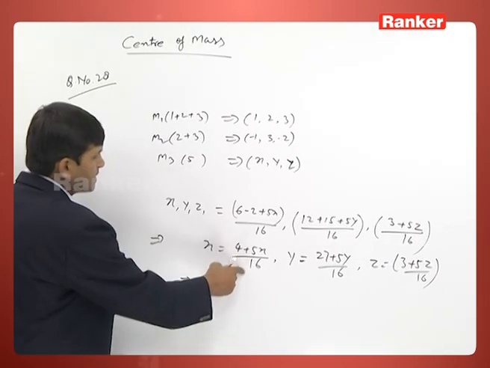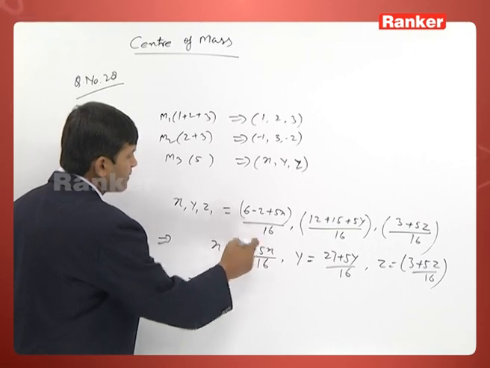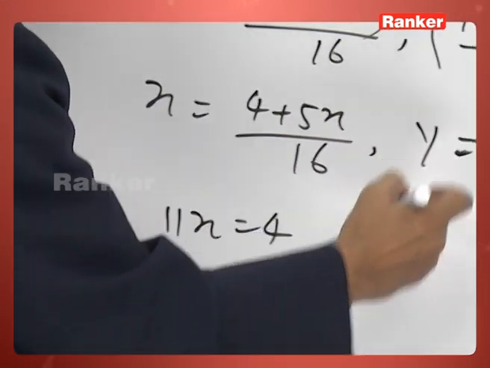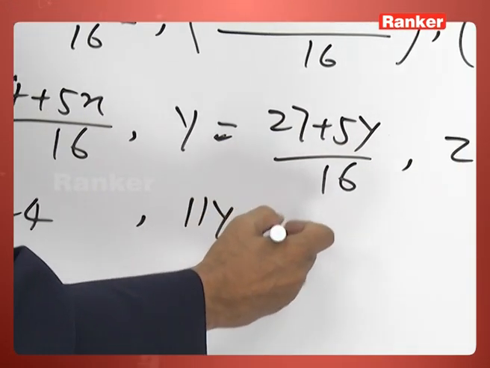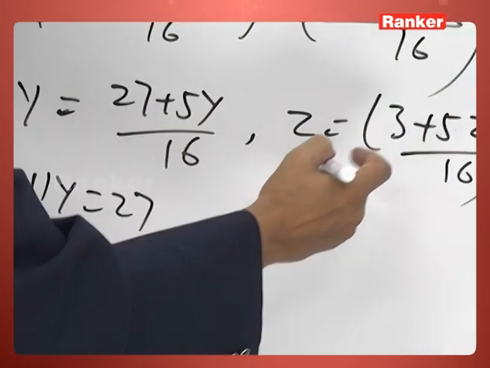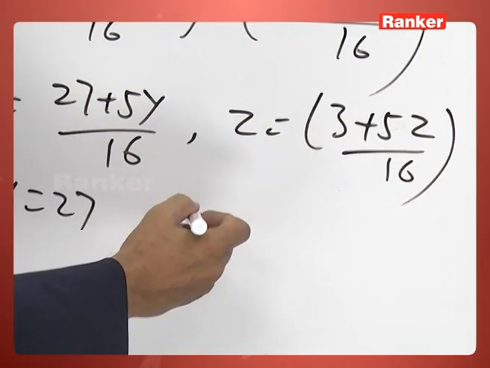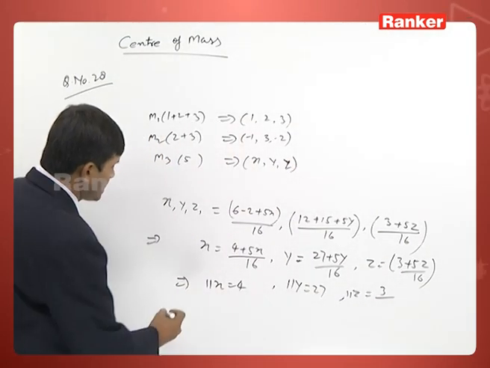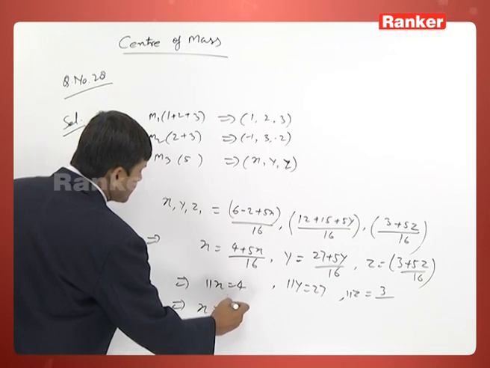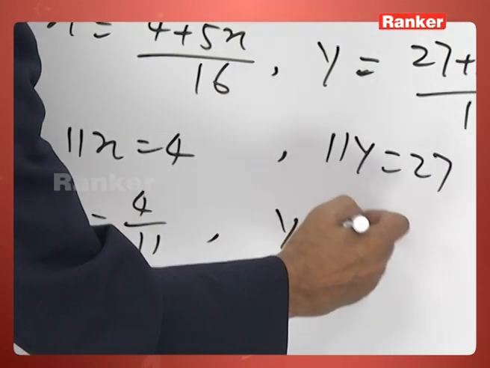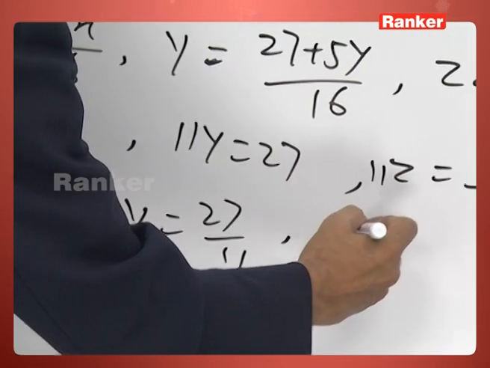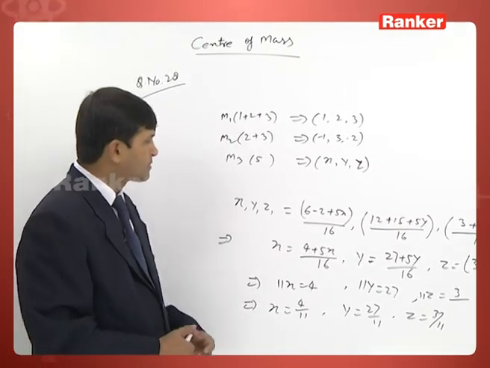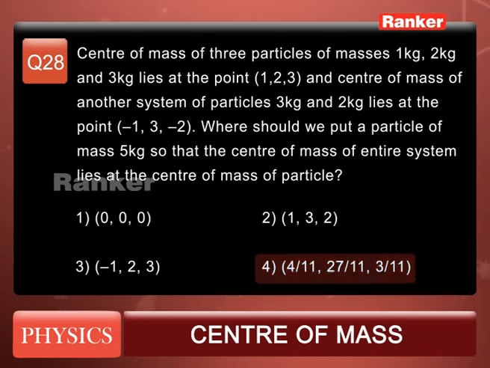From here we are getting 16x is equal to 4 plus 5x. So that will give you 11x is equal to 4. This gives 11y is 27, and z gives 16z minus 5z, so 11z is equal to 3. So from here we have x is equal to 4 by 11, y is 27 by 11, and z is equal to 3 by 11. So this is the option, and the answer is the fourth option.